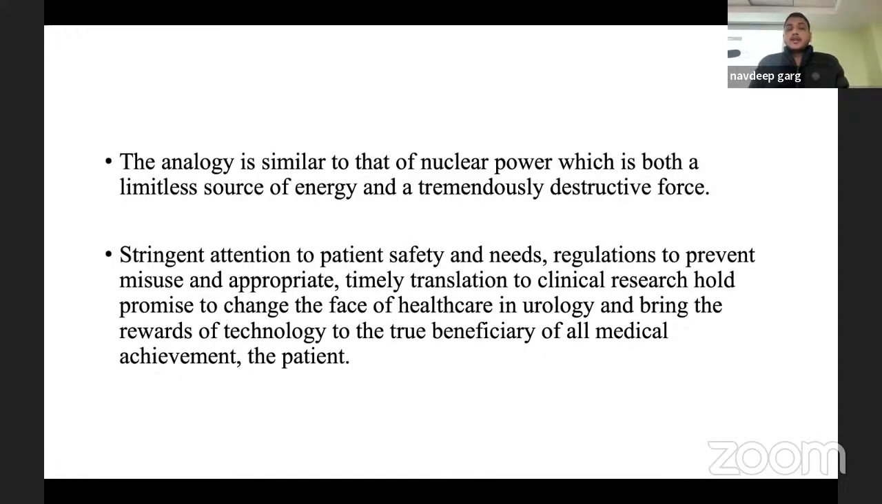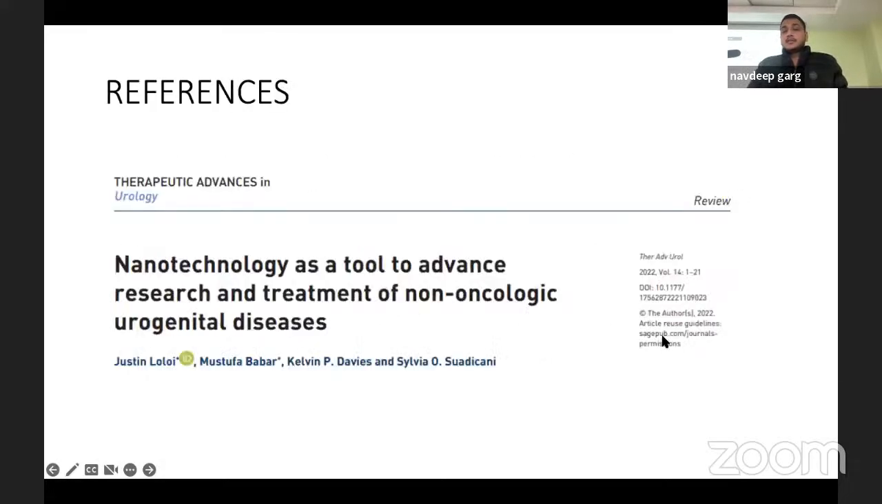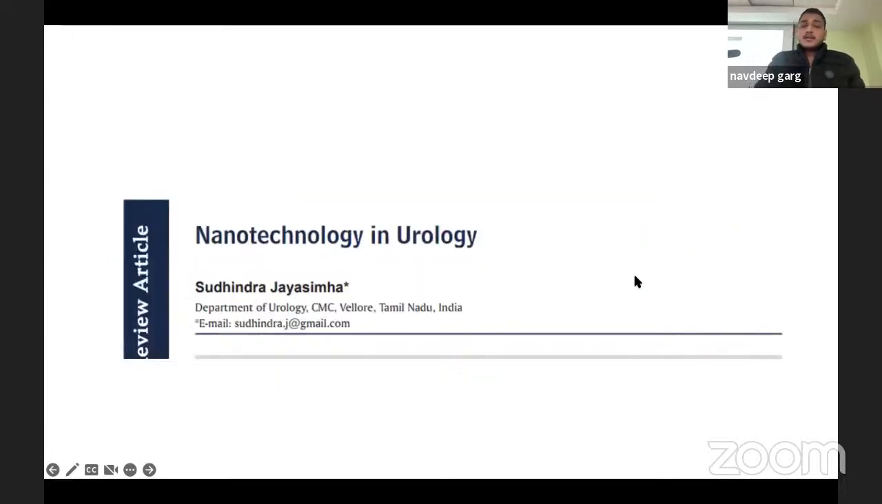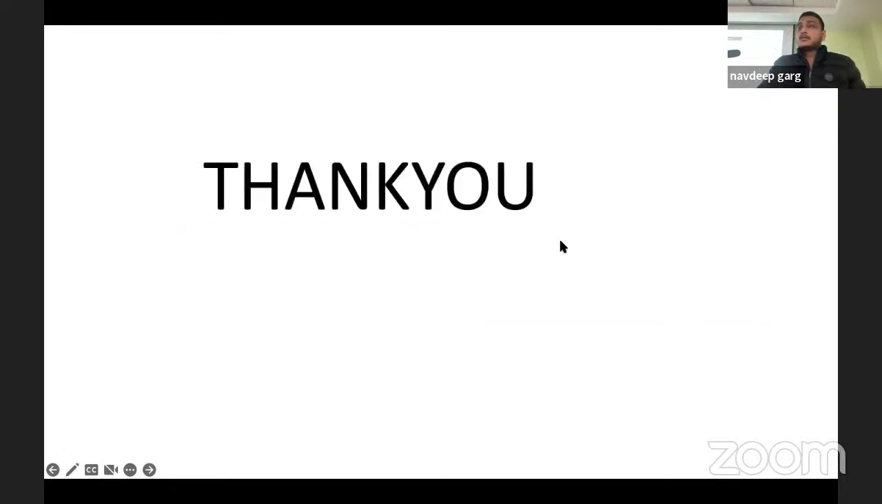Stringent attention to patient safety and needs, regulations to prevent misuse, and appropriate timely translation to clinical research hold the promise to change the face of healthcare in urology and bring the rewards to the true beneficiary of the medical achievement. These are the references. This was a paper published in Therapeutic Advances in Urology in 2022. And this is another paper published in the Indian Journal of Urology, titled Nanotechnology in Urology. Thank you.